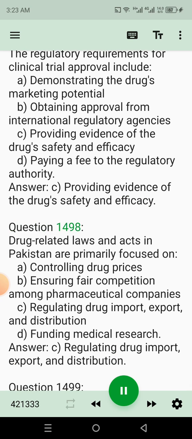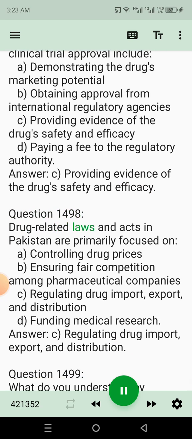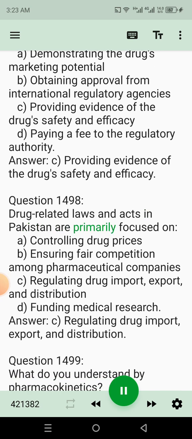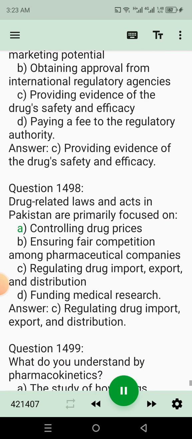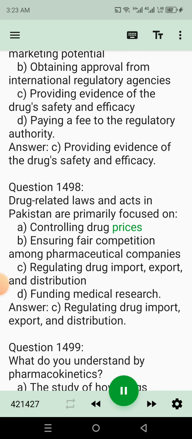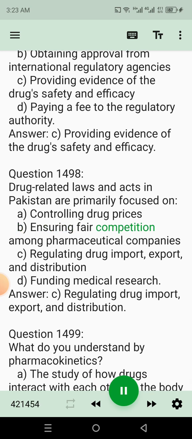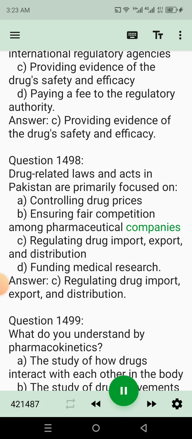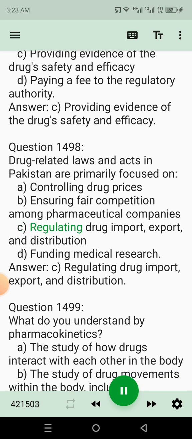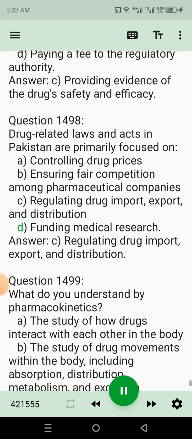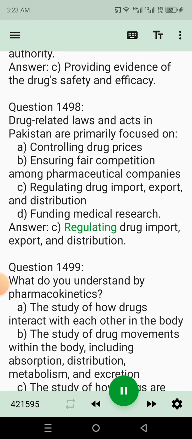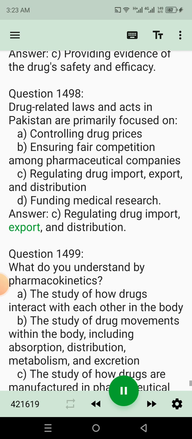Question 1498. Drug-related laws and acts in Pakistan are primarily focused on: A. Controlling drug prices. B. Ensuring fair competition among pharmaceutical companies. C. Regulating drug import, export, and distribution. D. Funding medical research. Answer: C. Regulating drug import, export, and distribution.